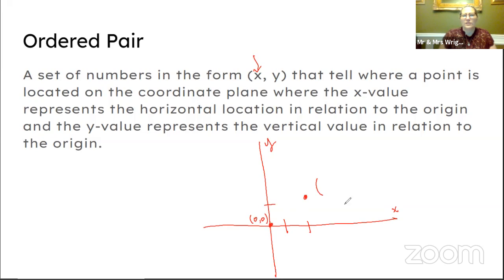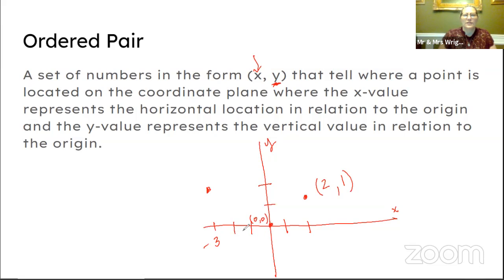So a point on this coordinate plane would be in the format where x is movement on the x-axis, or the horizontal change, and y is the movement on the y-axis, or the vertical change. So this point would be 2 in the positive, to the right is positive, to the left would be negative, and then up 1. So this point is 2, 1.